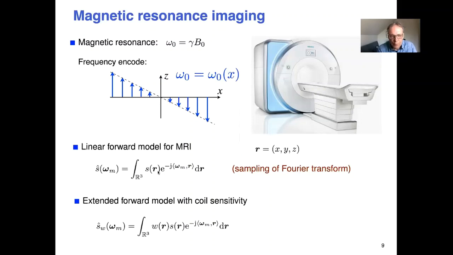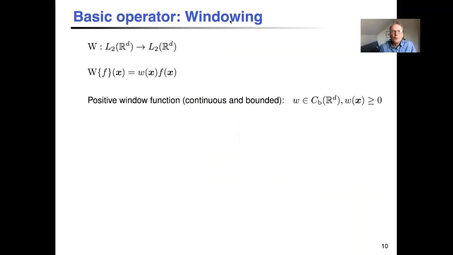This is a simplified model because in practice, what you also have to do is model the effect of the coil. So there's a coil sensitivity, and so you will have your Fourier transform, but the specimen would be weighted by a function. It's a windowing function, which represents the effect of the coil. And so that brings us to our second operator, the windowing operator. Again, it's an operator that acts in the continuous domain, and to a function, it will associate the function multiplied by a fixed window W, for example, this coil in MRI.